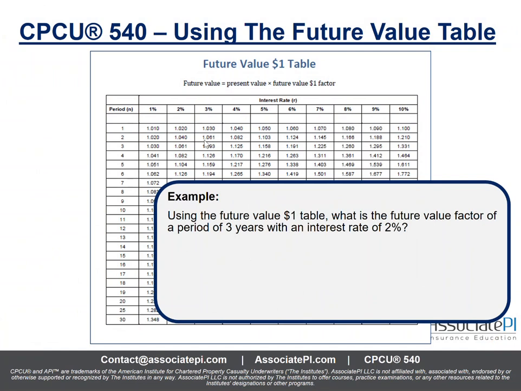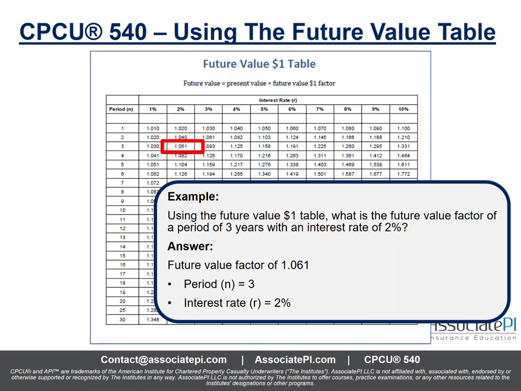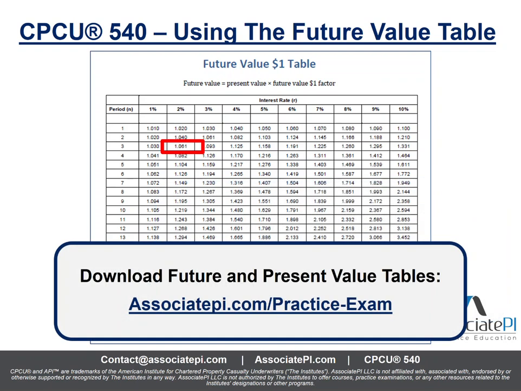So, as I mentioned, we take our period right here, we go all the way down, there we go, period of 3 years, over to the right, where's an interest rate of 2%? There we go. So that looks like our correct answer, 1.061. And there we go, period of 3, interest rate of 2. The future value factor is 1.061. And that's how you use the table.